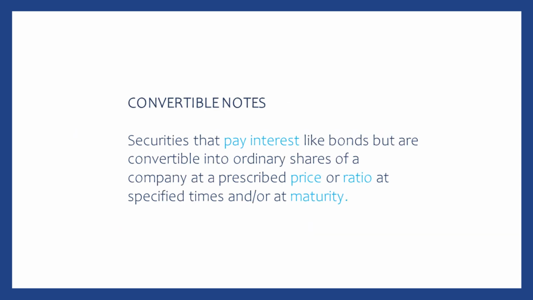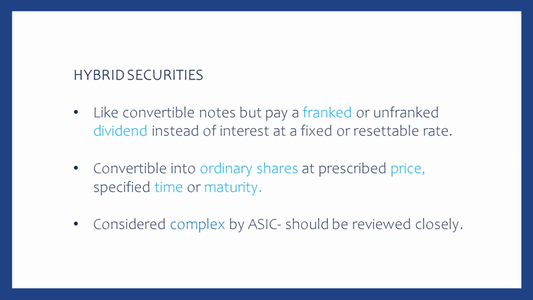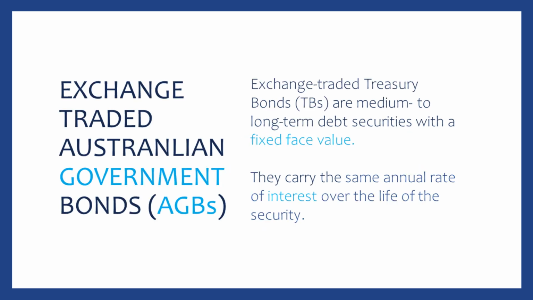Convertible notes are securities that pay interest like bonds, but are convertible into ordinary shares at a prescribed price, specified time, or maturity. Hybrid securities pay a franked or unfranked dividend instead of interest at a fixed or resettable rate, and are considered complex by ASIC, so they should be reviewed closely.